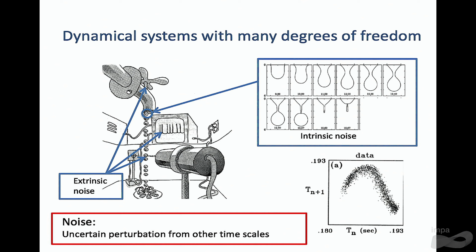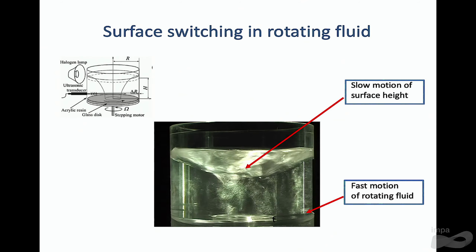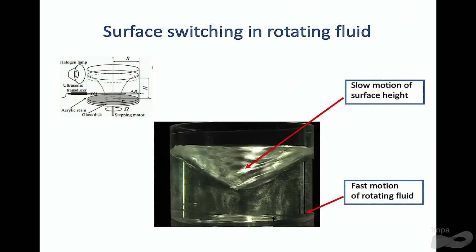So noise here is actually different from randomness. Noise is a relative concept, a physical concept. One interpretation, one definition of noise is uncertain perturbation from other spatial or time scales, other scales. That's a typical definition of noise. So noise is relative. Everything can be noise if we regard it as noise. Right. I will give you one particular example for this experimental setting.